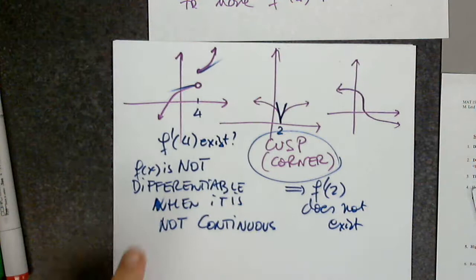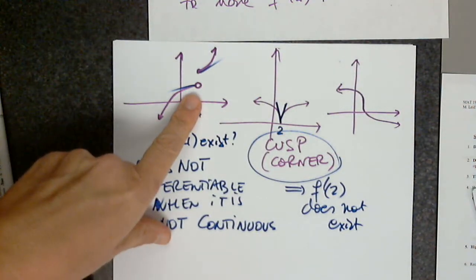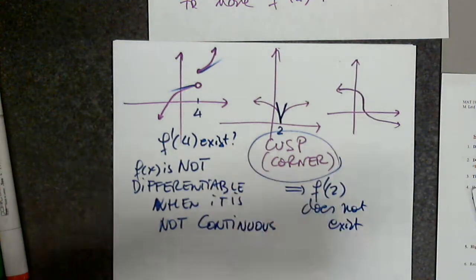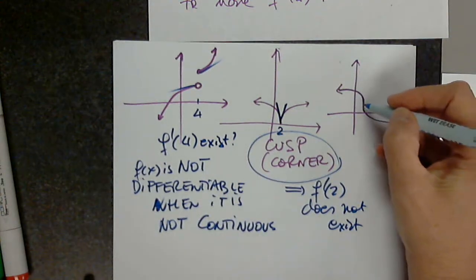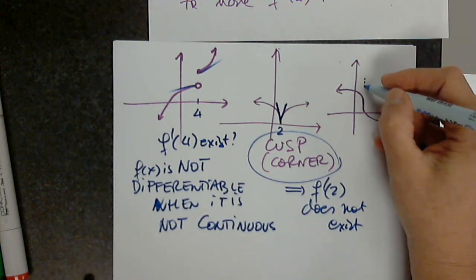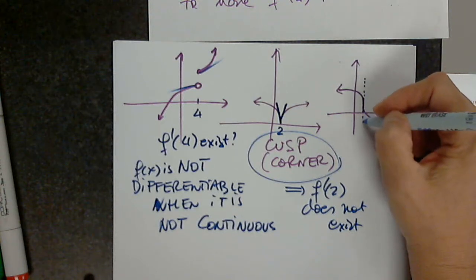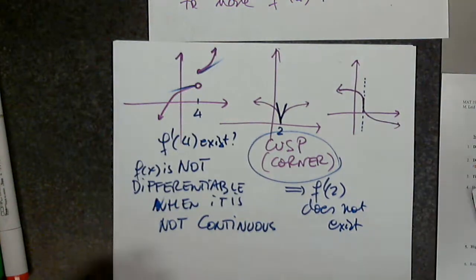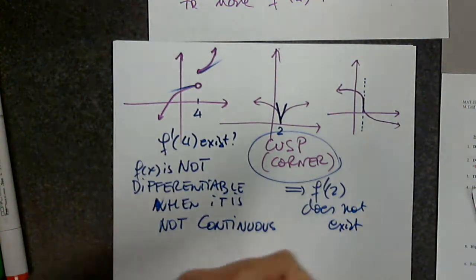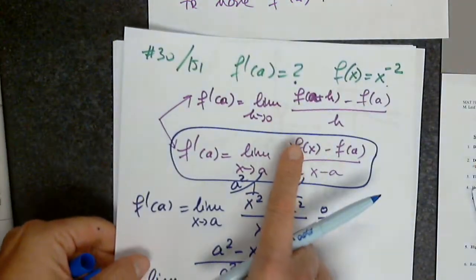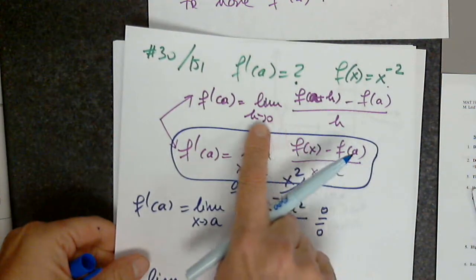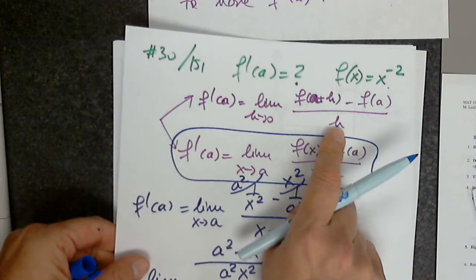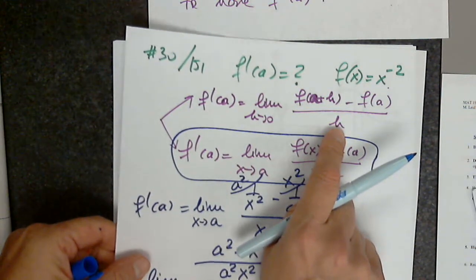Third situation. So the first one is a discontinuous function. The second one was a cusp or corner. The third situation is this. Look at the tangent at this point. So in other words, what will happen here, it would be this. The result of this limit, or the limit, will not exist. It will not be a number.